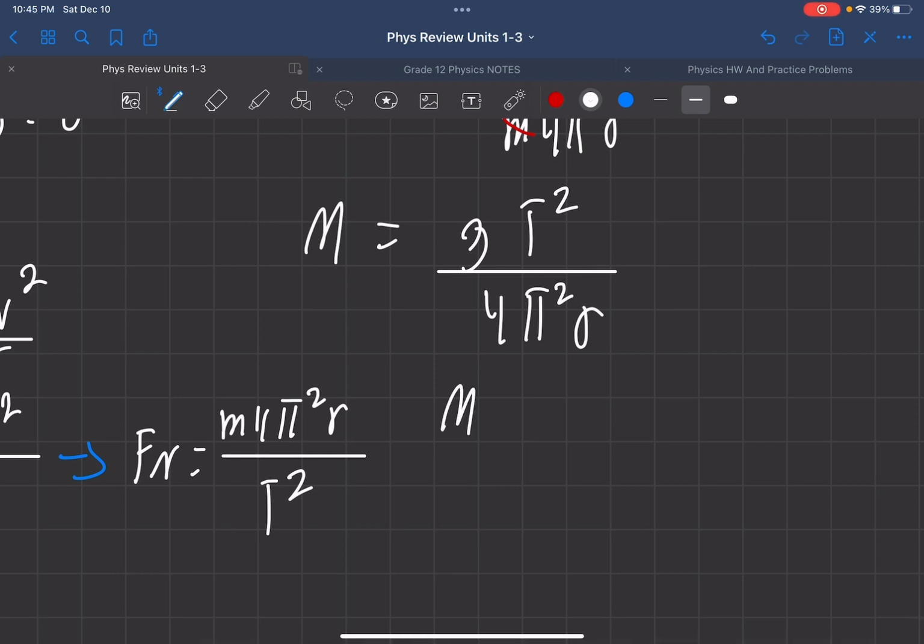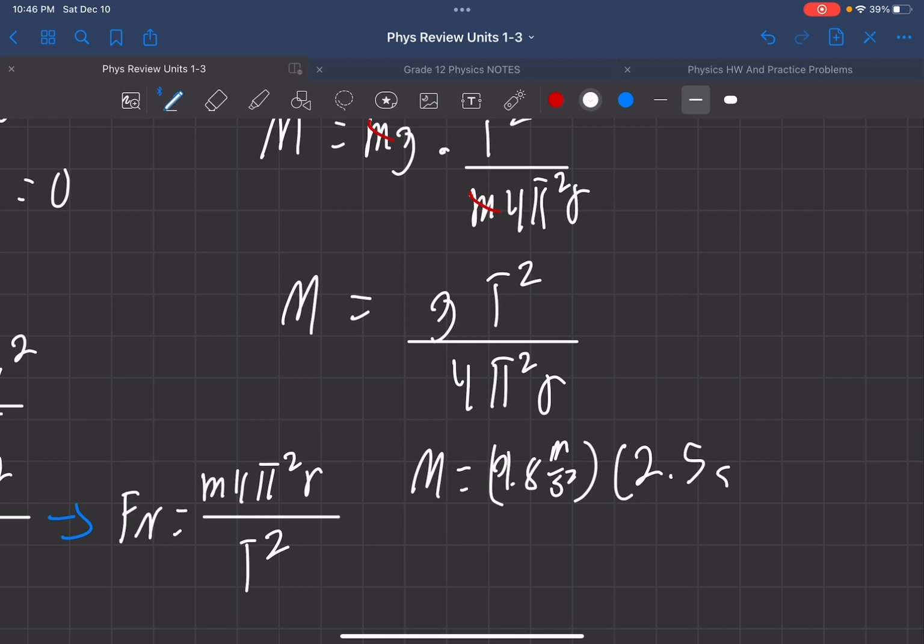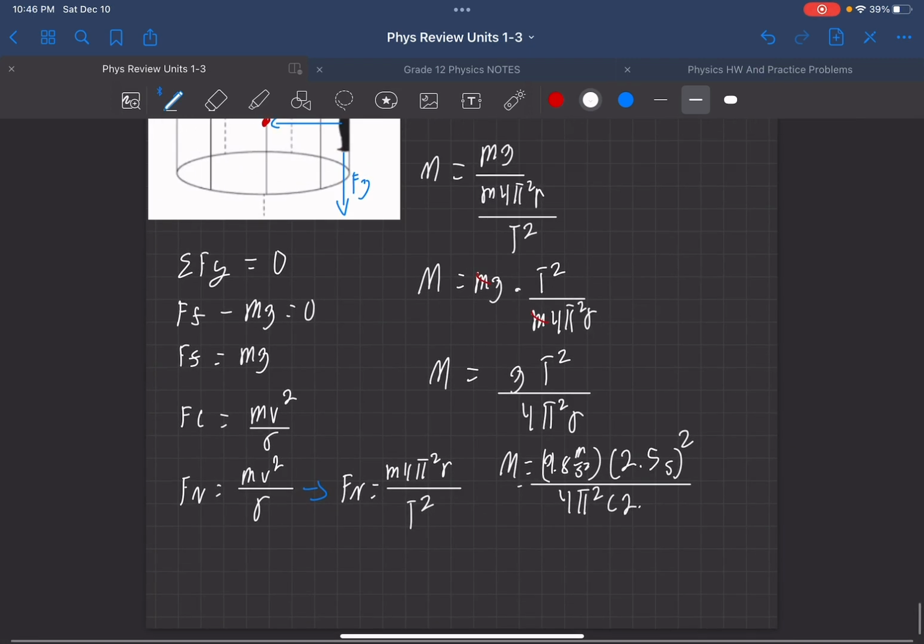So mu is equal to 9.8 times the period squared, so the period being 2.5 seconds, all over 4 pi squared times the radius, so 2.5 meters. You plug that into your calculators and you end up with a coefficient of friction being 0.62.